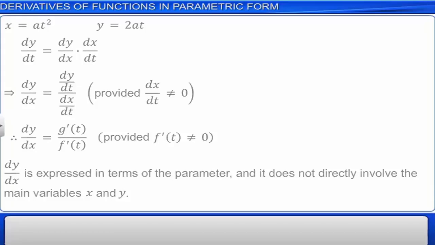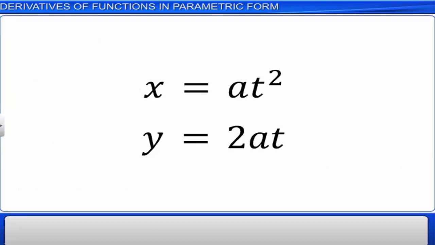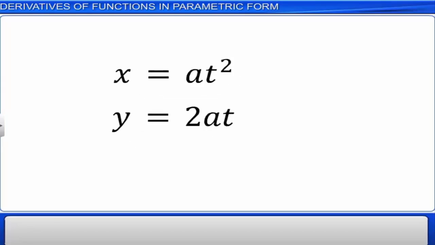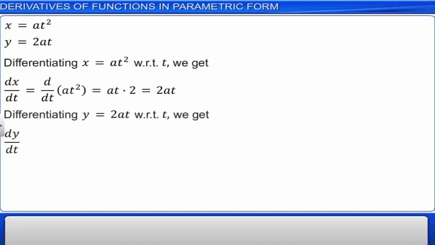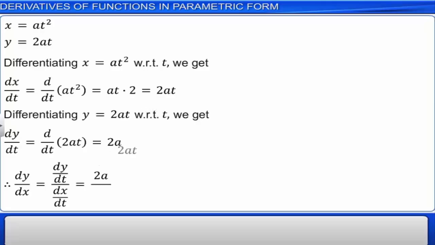Let's now find the derivative of the relations considered earlier and find dy by dx. The derivative of x is equal to at squared with respect to t is equal to 2at. The derivative of y is equal to 2at with respect to t is equal to 2a. Now, dy by dx can be written as dy by dt divided by dx by dt. This is equal to 2a divided by 2at, which is equal to 1 divided by t.